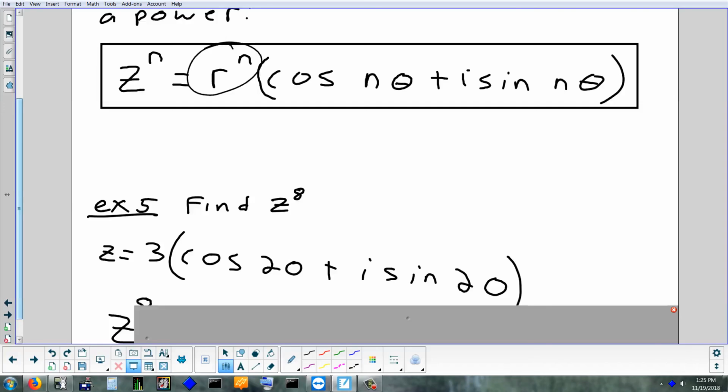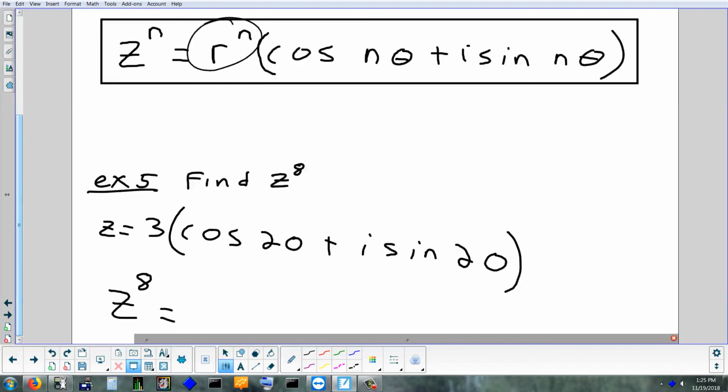So he said the radius is 3. I'm going to raise it to a power. What power am I going to raise it to? 8. Yeah. So this is going to be 3 to the 8th power. That's my new radius. And those should be in degrees. It could have been 20 radians, but it's 20 degrees. And how do I find my new angle? Yeah. Multiply 20 times 8. So my new angle is 160. And that's it. You're done.